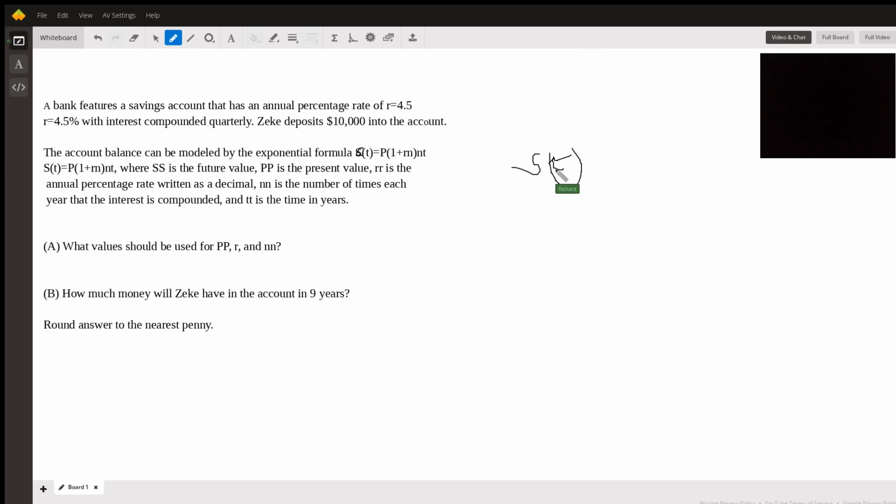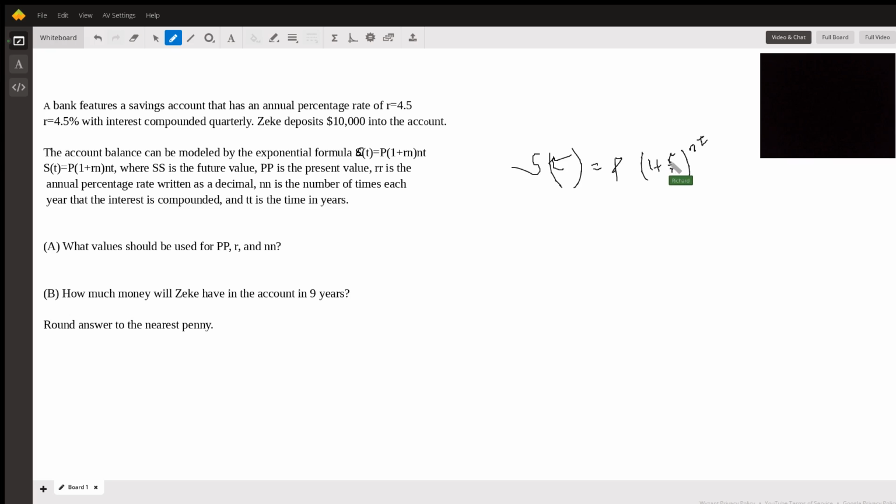So this is the formula. The future value of money is P times 1 plus R over N raised to the NT. So P is the present value. If we're, say, opening a savings account at a bank, this would be the amount we deposit into the bank.